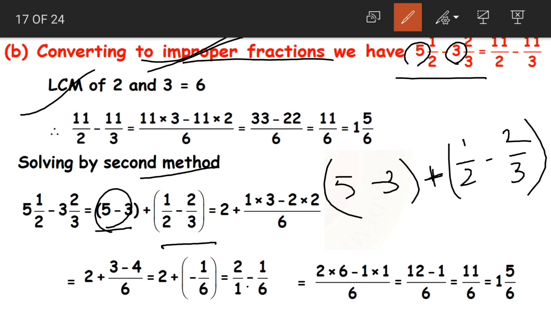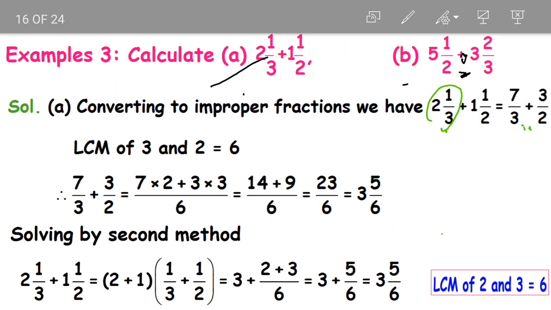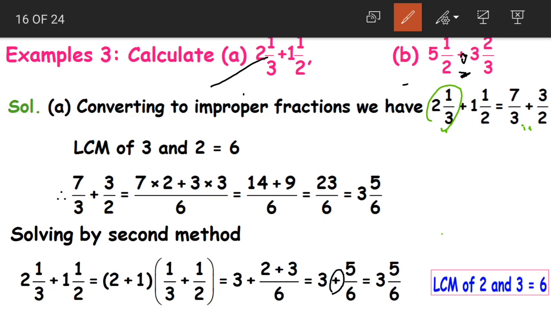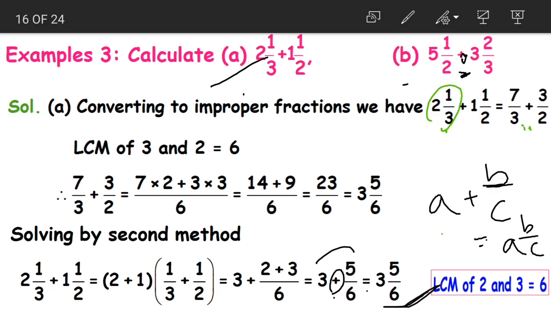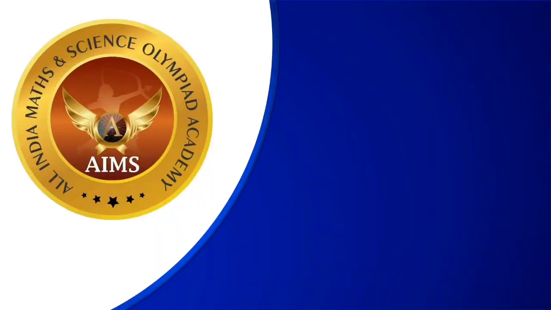Yes students, here again why did we do this subtraction here is, as plus into minus becomes minus, we are subtracting. But in the previous example, we got plus only. 3 plus 5 by 6. As we know, a plus b by c is the standard form of a mixed number, which is nothing but equal to a b by c. So we simply combined them and wrote 3 5 by 6. But here the case was different. There was a negative sign. So we again subtracted both the fractions here.